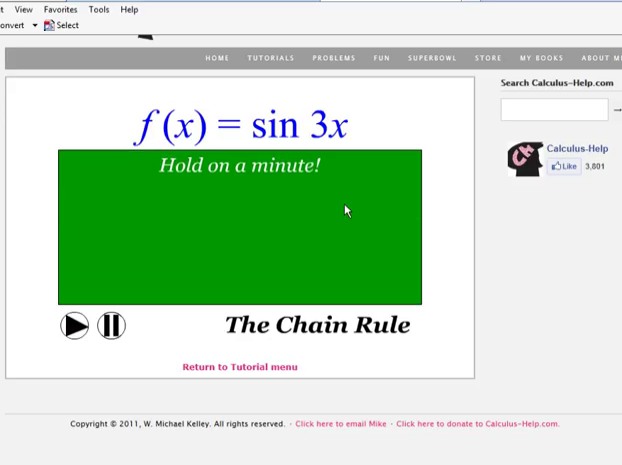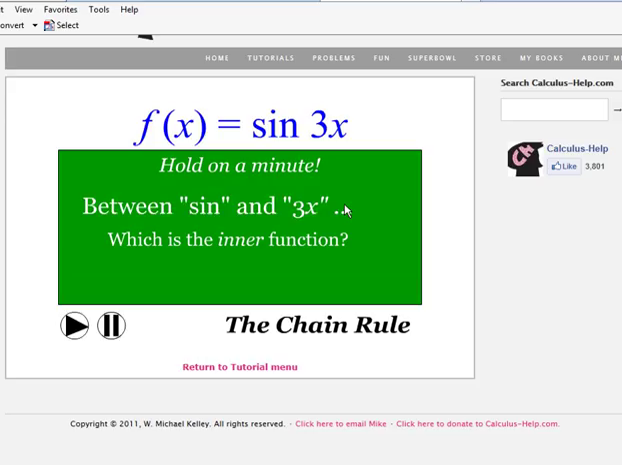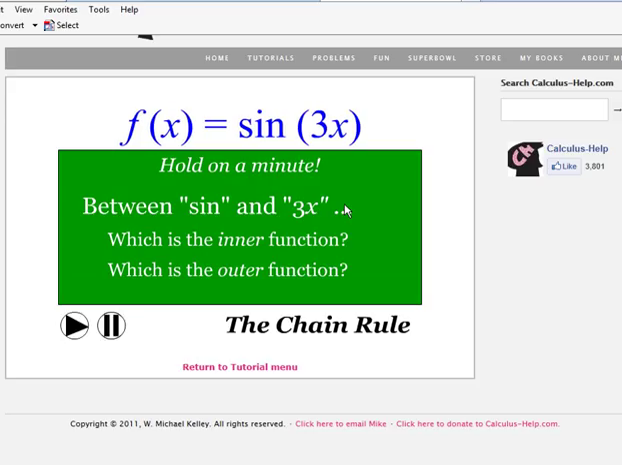But before we get into that, we need to think about something. We need to decide which of those two functions, sine and 3x, is the inner function and which is the outer function. Well, it's not too hard to decide that 3x is definitely inside of sine, so therefore 3x is the inner function, and sine is the outer function.